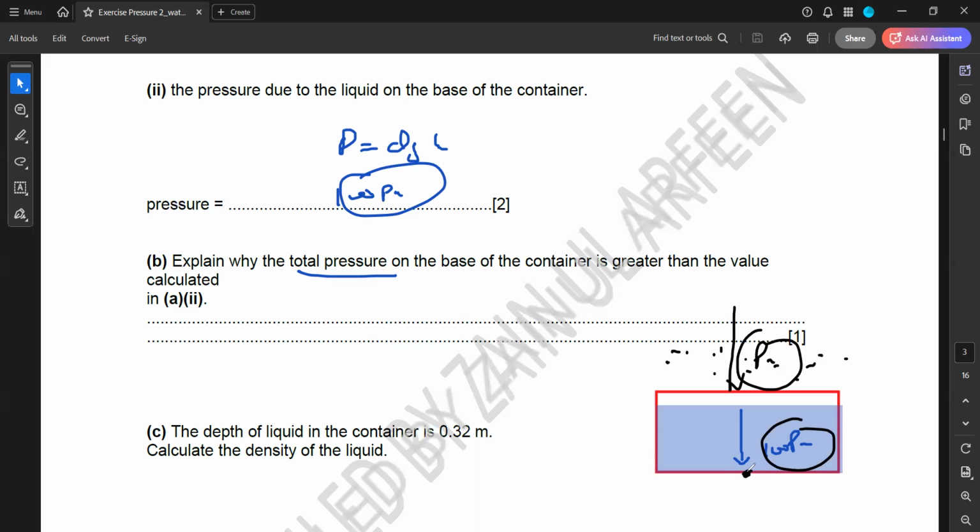So the atmosphere will also exert a pressure. That's why the total pressure is different from what we have calculated, because we just calculated the pressure of the liquid, but the actual pressure will be the pressure of the liquid plus the pressure of the atmosphere. So why is the total pressure on the base greater than the value we calculated? Because of the atmospheric pressure, which is also acting.